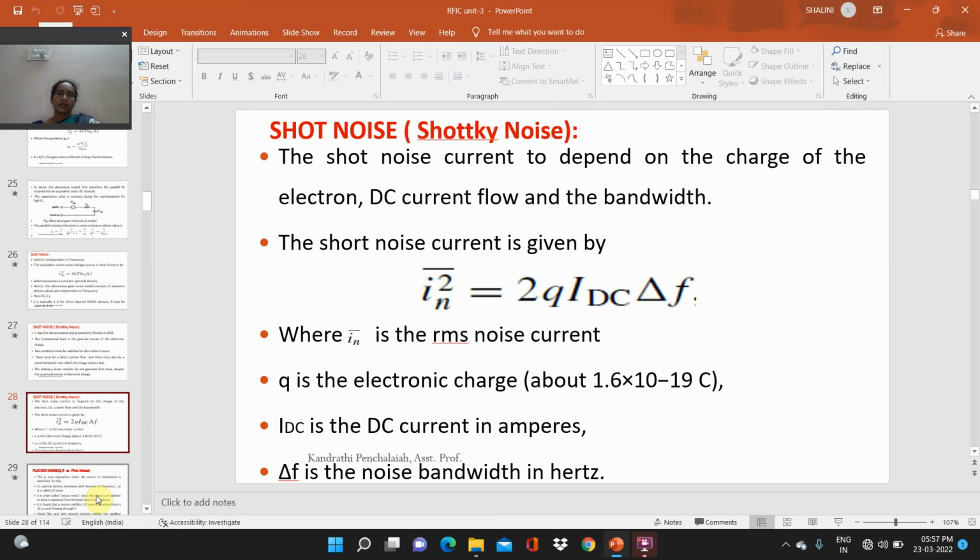The shot noise current depends on the charge of the electron, the DC current flow and the bandwidth. The shot noise current is given by I_n square is equal to 2q into I_DC into delta F, where I_n is the RMS noise current, q is the electronic charge, I_DC is the DC current in amperes, and delta F is the noise bandwidth in hertz.